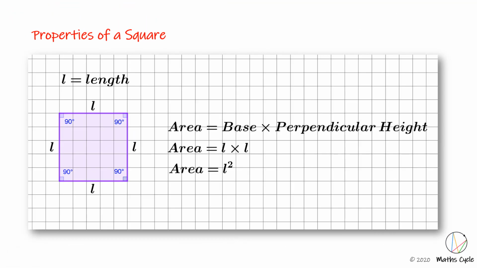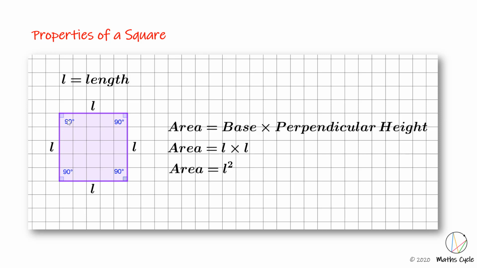Square numbers. Okay, so we're going to start off with the properties of a square. Two things make up a square. First of all, the four sides of a square are all equal in length, so the length here is represented by L. And also, the four interior angles of the square are all 90 degrees.